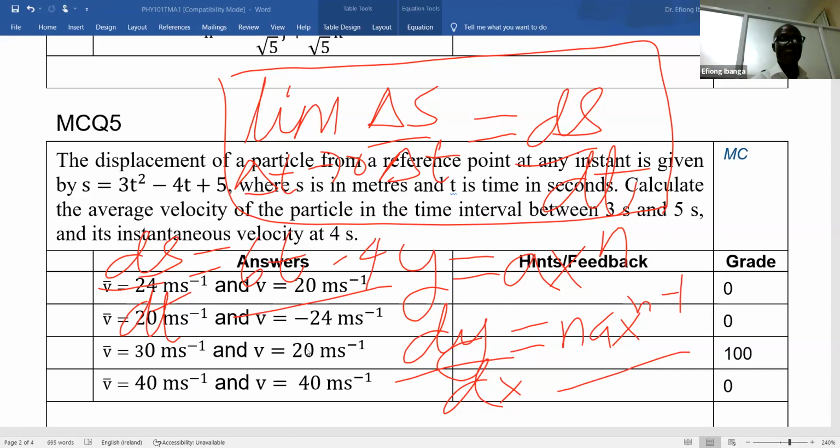At t equal to 4. So when I put t here, 6t minus 4, it's going to give me 4 times 6 is 24, minus 4, which is equal to 20. So the first part was this, and the second part is this. So the correct answer should be the one that is written like that.